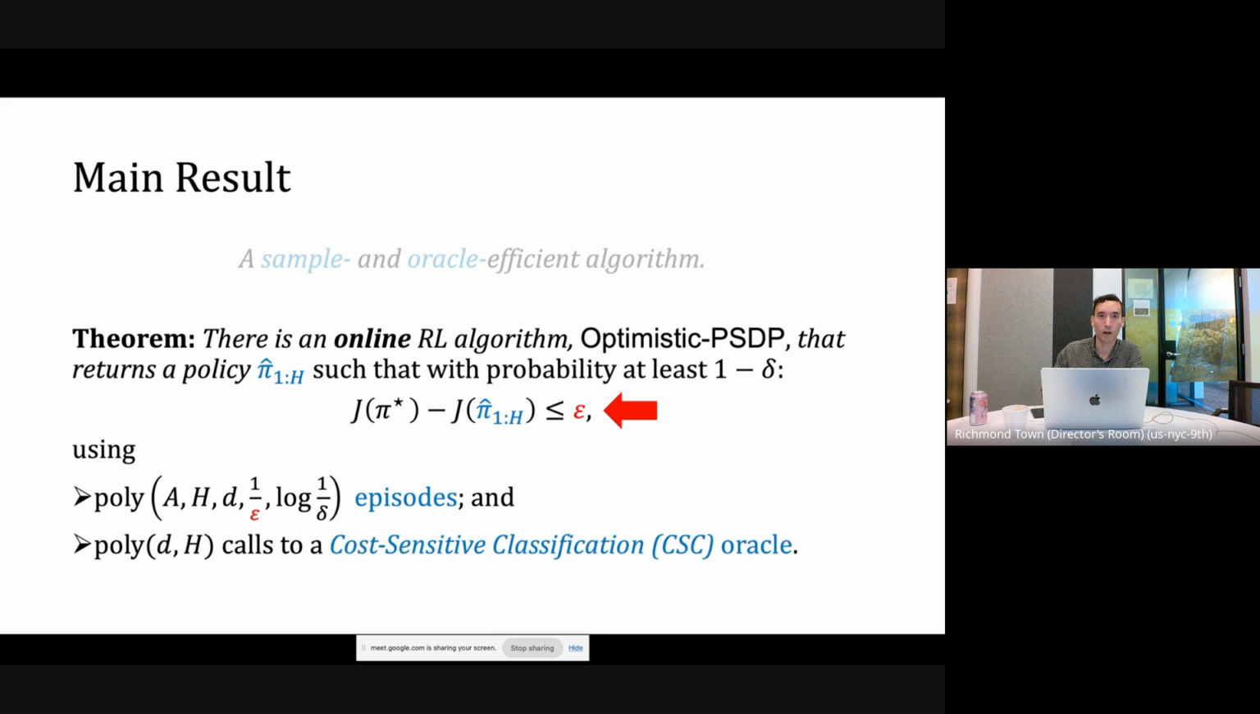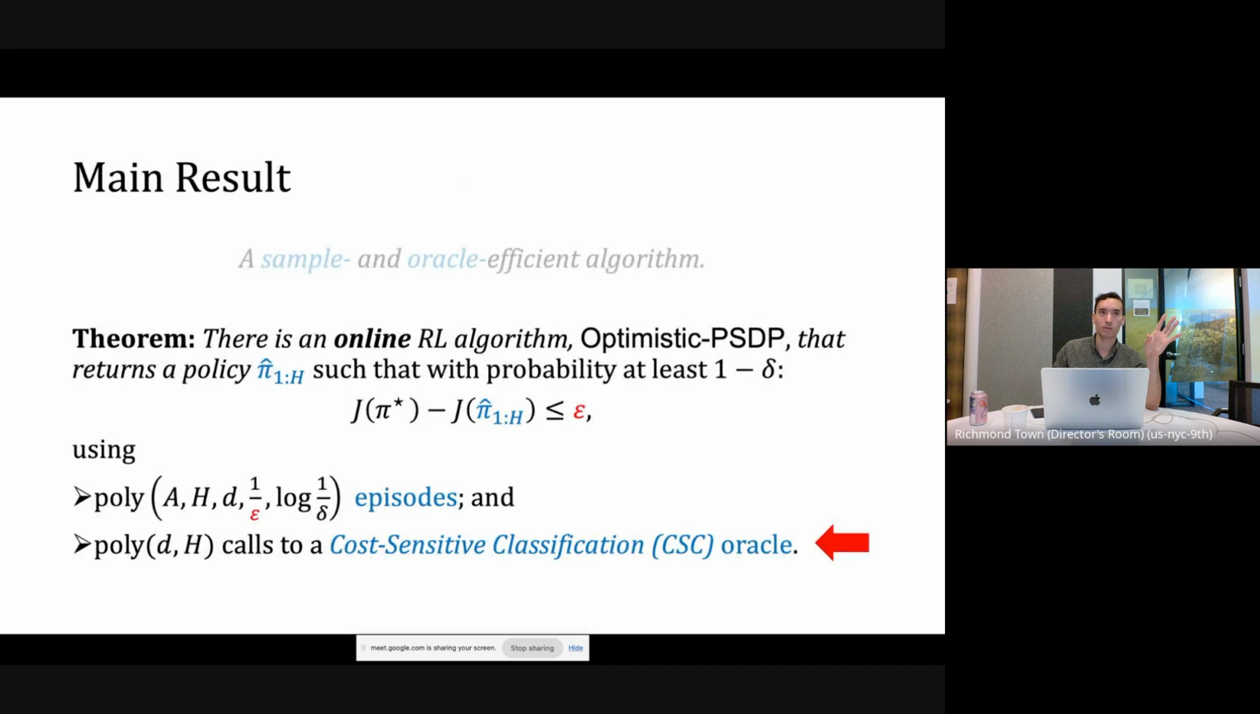Note that if you want suboptimality epsilon, the sample complexity depends on poly 1 over epsilon. Again, there's no dependence on the state space explicitly; the state space can be infinite. What's interesting here as well is that the number of calls to the Oracle does not scale with 1 over epsilon. It is just poly in d and H. This is the guarantee, and this is the main result of the paper.